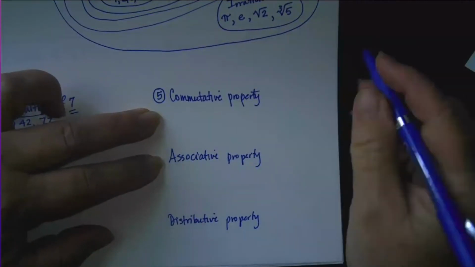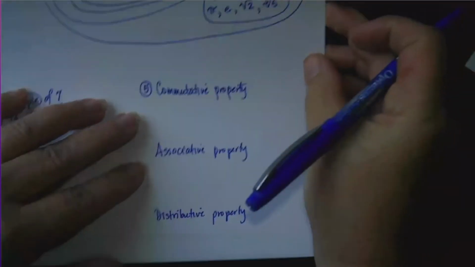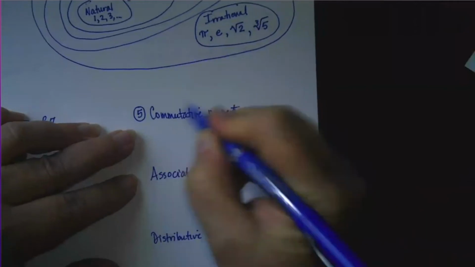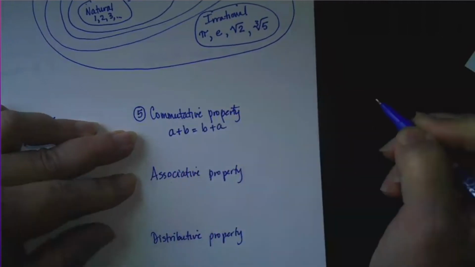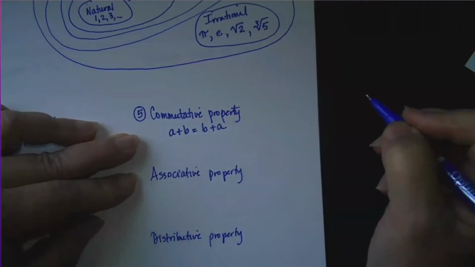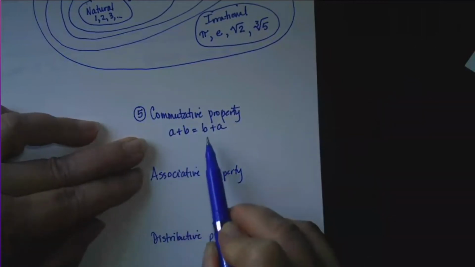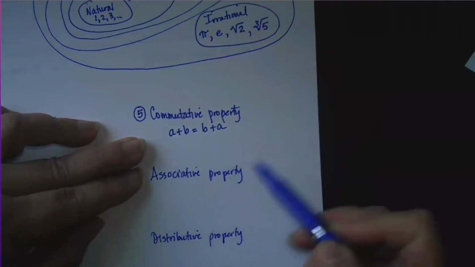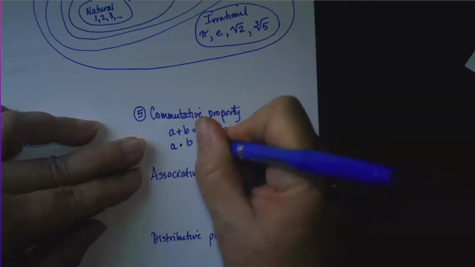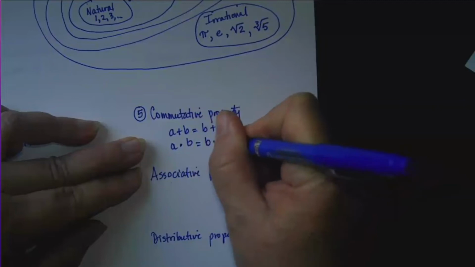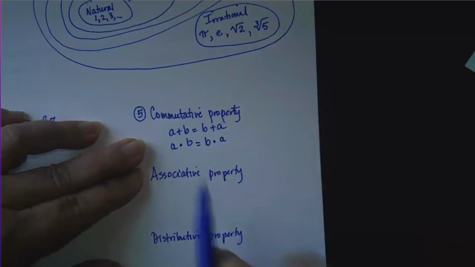So the commutative property, think about commuting from one place to another. Whether I go from home to work or from work to home, as long as I follow the same path, the distance is the same. So A plus B is the same thing as B plus A. You know that to be true. And it also holds true under multiplication. A times B, 2 times 3, for example, is the same thing as B times A, 3 times 2. So those are both the commutative property for addition and multiplication.